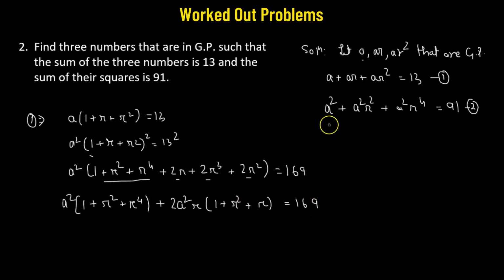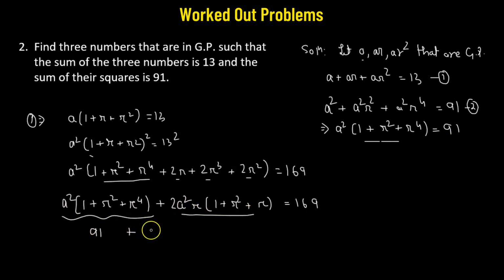Now, in equation number 2, if we take a squared as the common factor, we have a squared multiplied by 1 plus r squared plus r raised to the power of 4 equals 91. So that means we can use this value instead of the first term. So this is going to be 91 plus. Now if we look at the second term, 2 times a times r, which is multiplied by a times 1 plus r squared plus r, and this value is actually 13. So we can replace this entire value with 13. So this will be equal to 169.